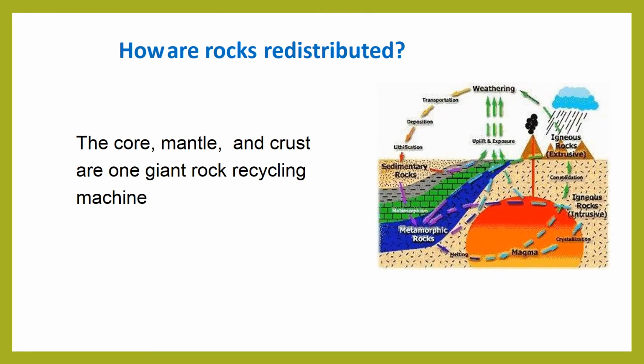How are rocks distributed? The core, mantle, and crust are one giant rock recycling machine. So all these types of rocks go from one type to another type within the earth, in all parts of the earth, from core, mantle, crust, and they repeat this cycle all the time.